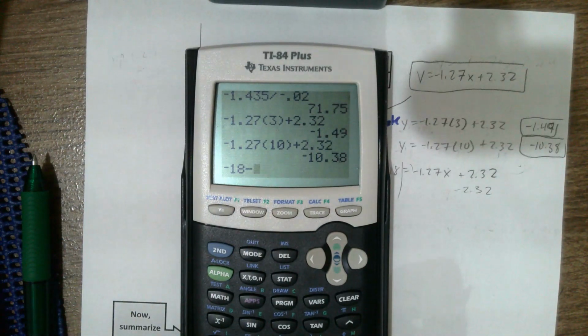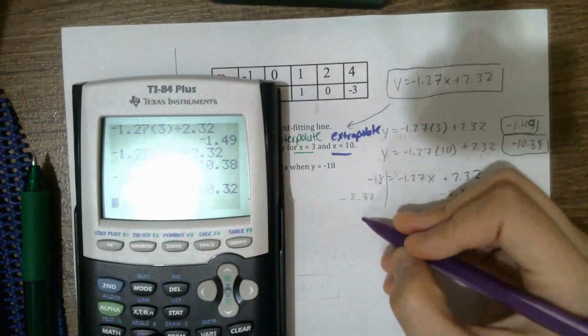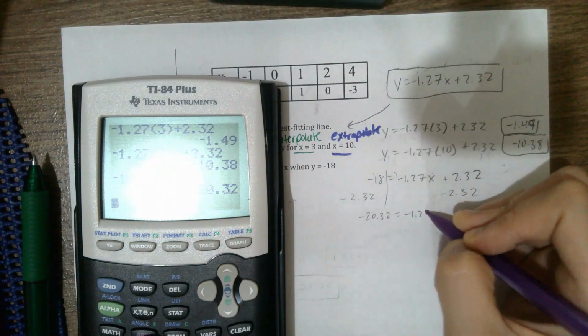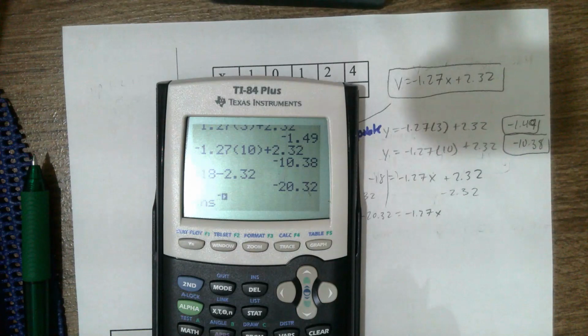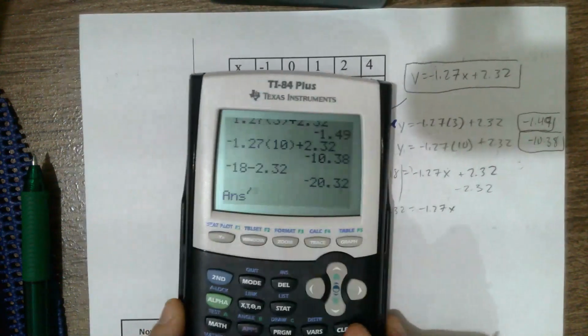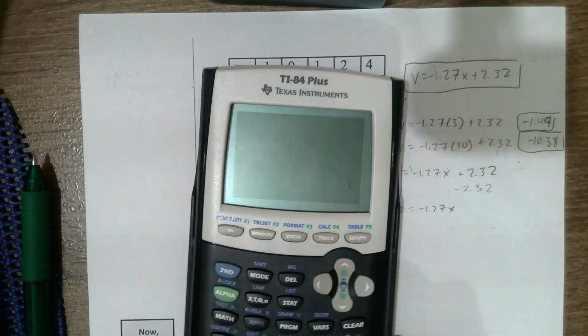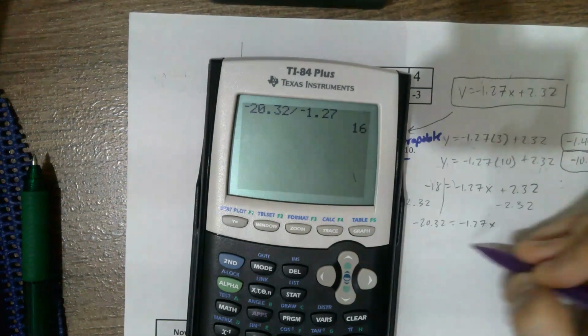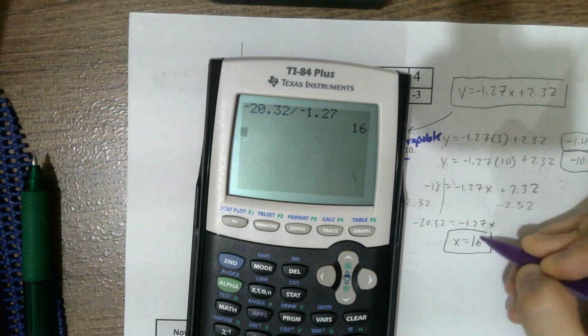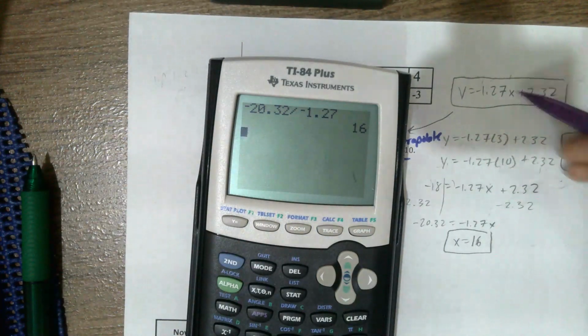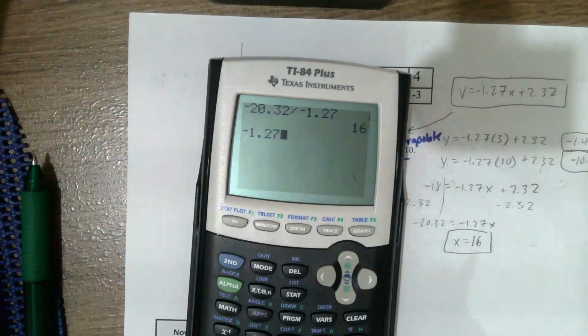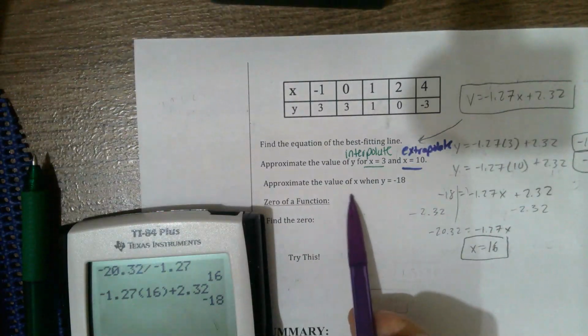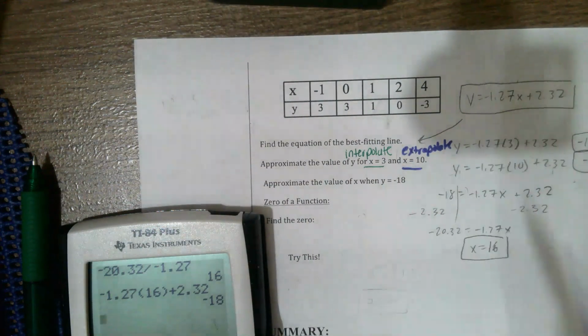So we get negative 18 minus 2.32, which is negative 20.32, equals negative 1.27x. Divide by negative 1.27. So we have negative 20.32 divided by negative 1.27, and we get x equals 16. Let's double check that to make sure it's true. Plug it back in: negative 1.27 times 16 plus 2.32 is negative 18. So it's saying what is x when y is negative 18? If x is 16, then y is negative 18.